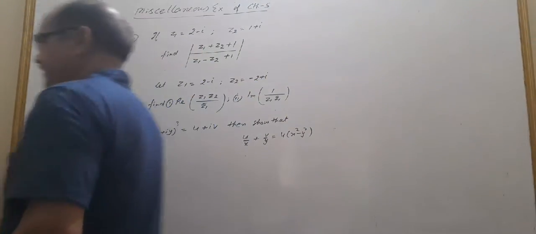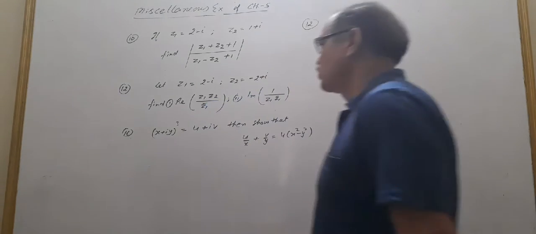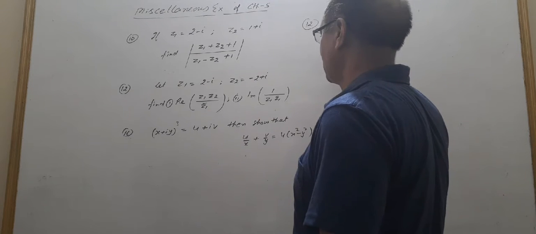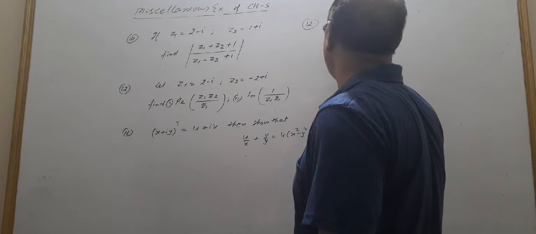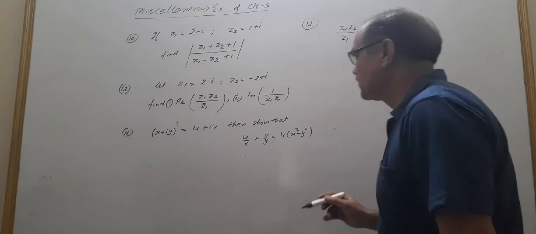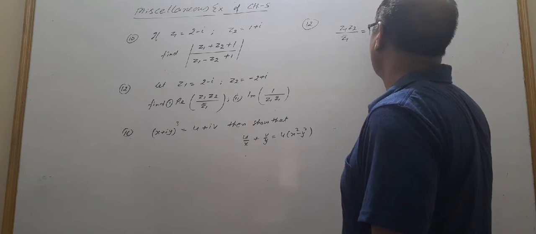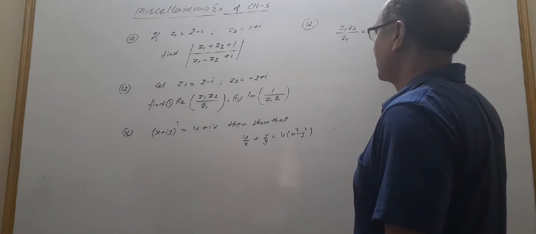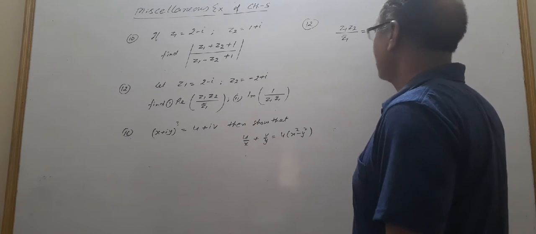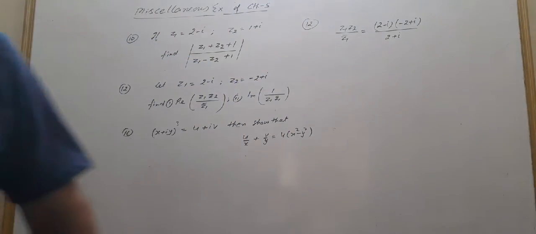After question number 10, the next is question number 12. Again, see students, in question 12, Z1 and Z2 are given. The first part is to find the real part of Z1 Z2. First of all, you have to simplify it. The question is Z1 Z2 upon Z1 bar, the conjugate. What is Z1? That is 2 minus iota. What is Z2? That is minus 2 plus iota, and upon Z1 bar, that is 2 plus iota, the conjugate.